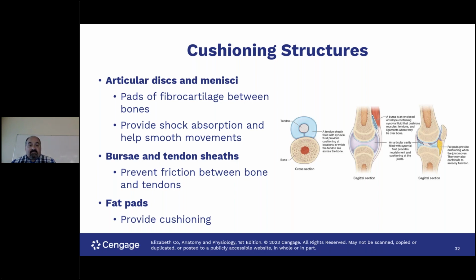Menisci, right? So meniscus, very strong fibrocartilage. Protection, so you think the medial and lateral meniscus of the knee. Very strong, durable cartilage. It's fibrocartilage. Bursa and tendon sheaths. Bursa, so there are bursa throughout.